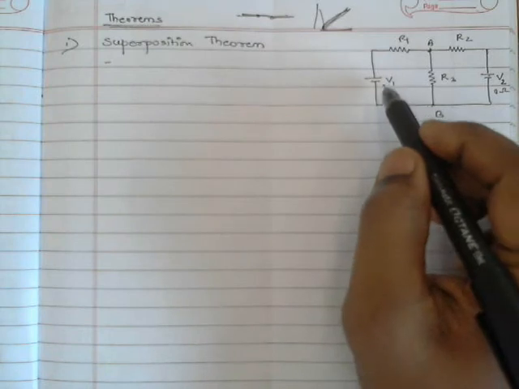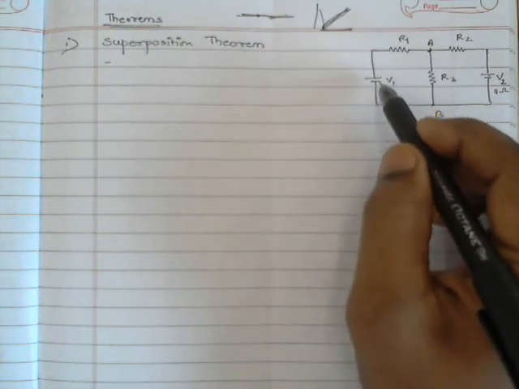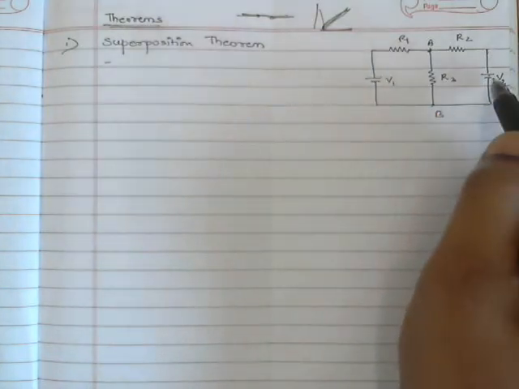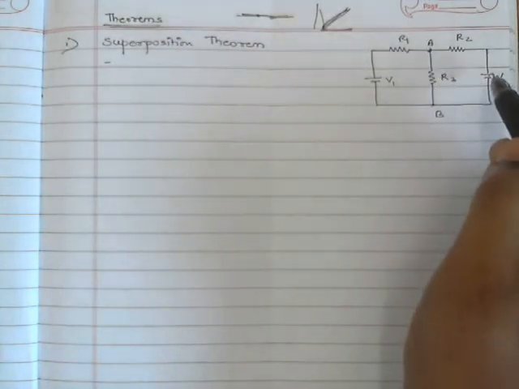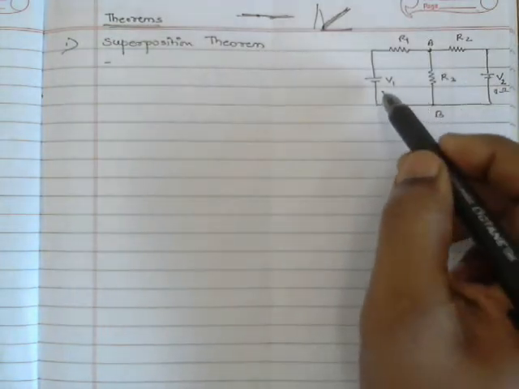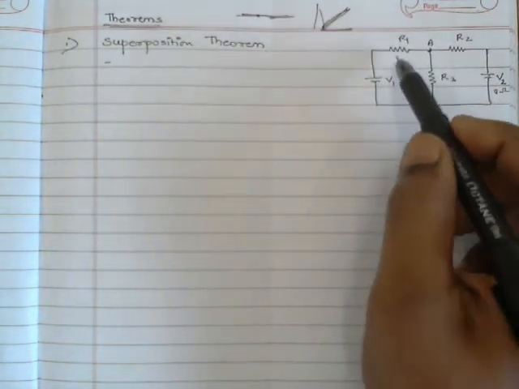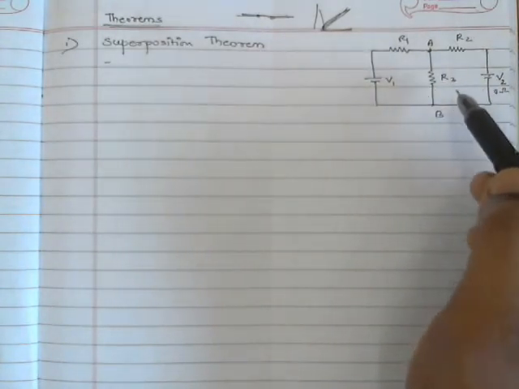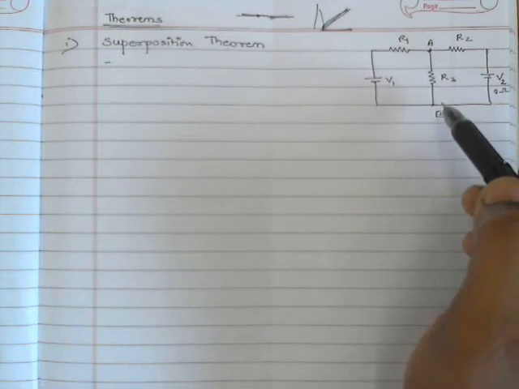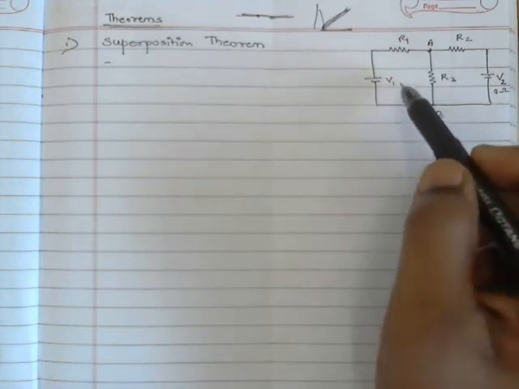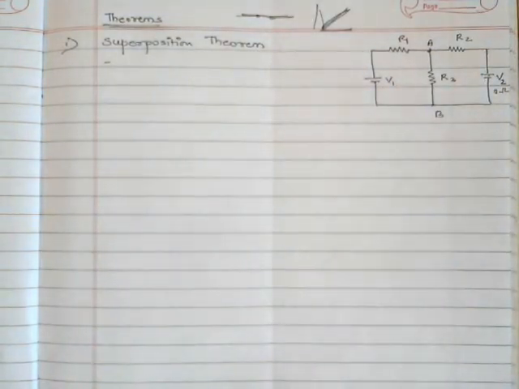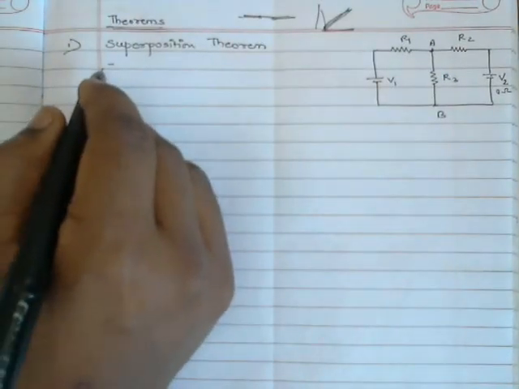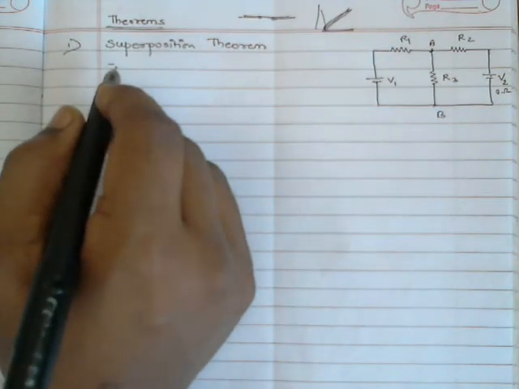In step 2, now consider this voltage source as short circuited. Now consider only this source, and find the current through AB due to this source only. Okay, and then add both the currents: the current produced due to this source, and the current produced due to the other source. The addition of these two source currents will be the main current which is produced when the two sources are acting together. Are you getting?